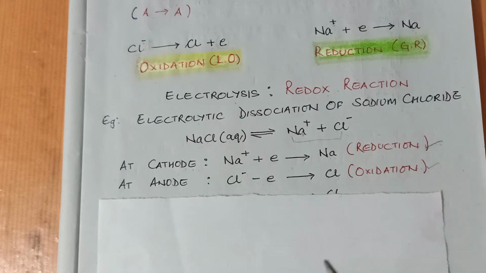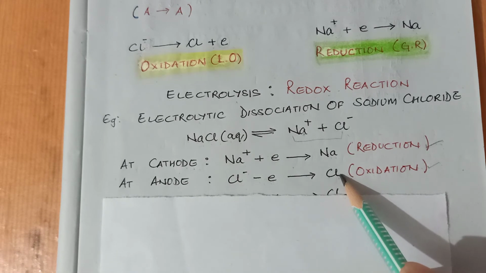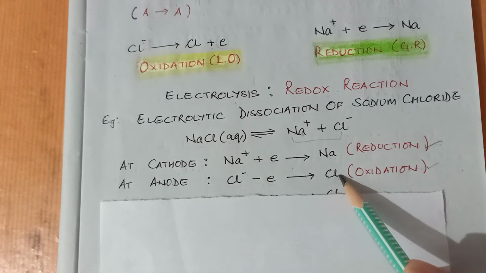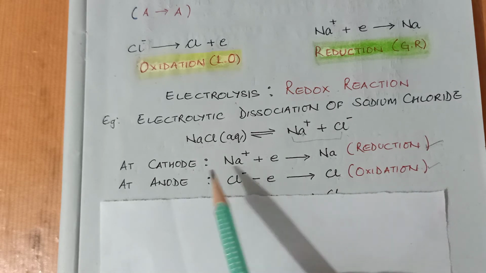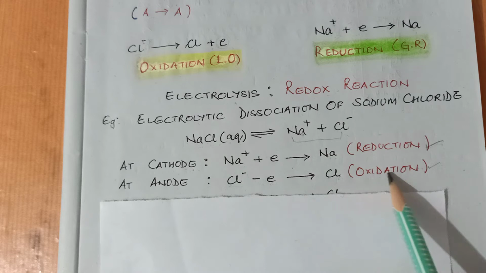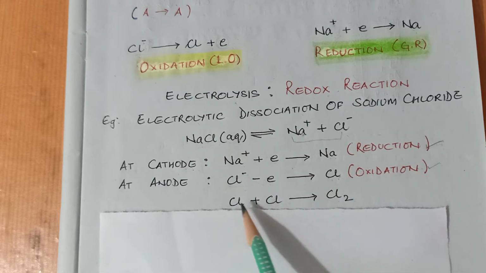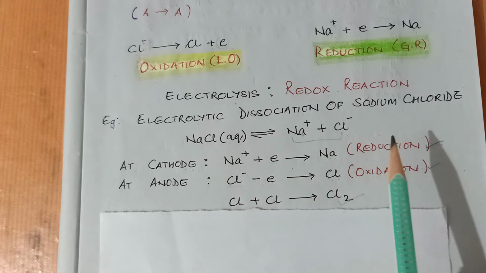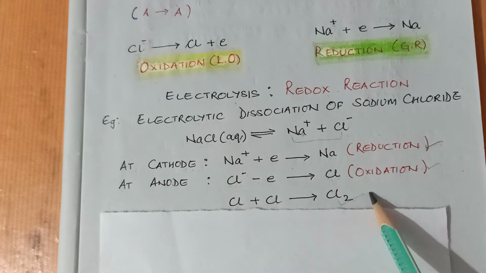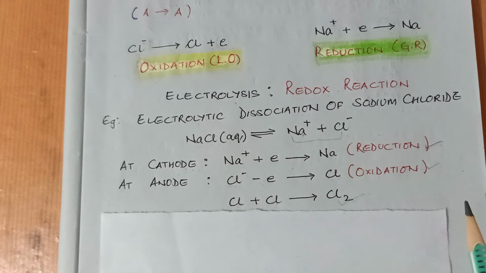undergoes an oxidation reaction. Now we know that chlorine cannot exist in atomic form. It is a diatomic molecule. Therefore, another chloride ion comes to the anode, undergoes a similar oxidation process, producing another chlorine atom. Now when these two chlorine atoms come together, they produce a chlorine molecule at the anode. So the electrolytic dissociation of sodium chloride produces chlorine gas at the anode and sodium metal at the cathode.